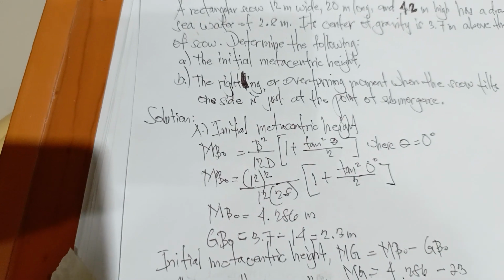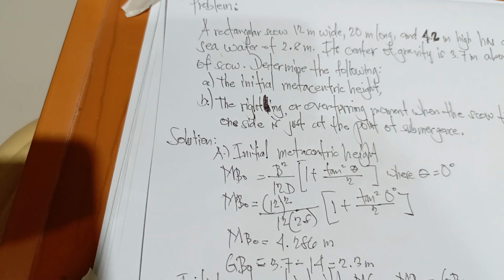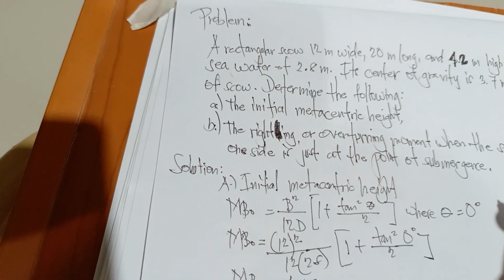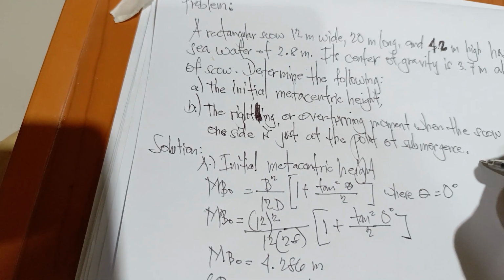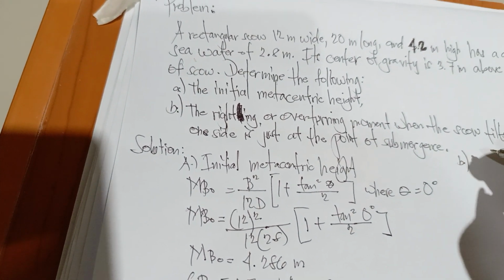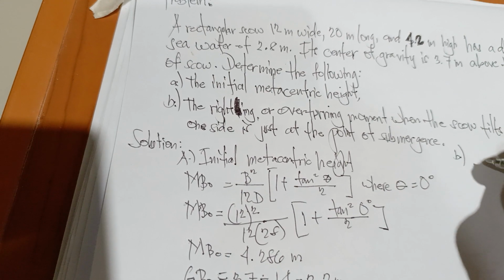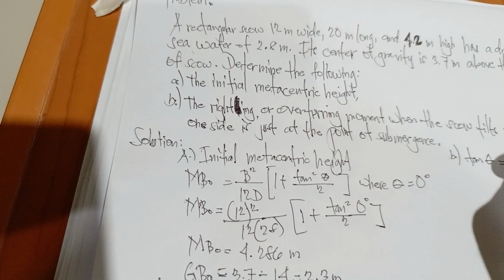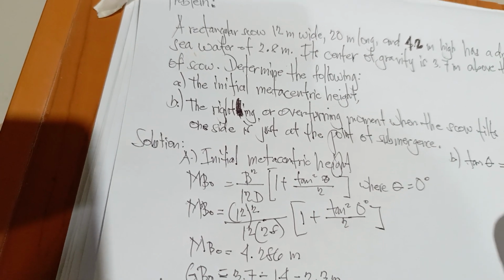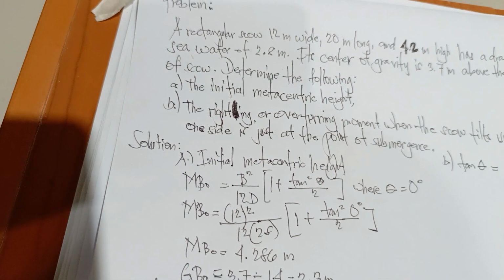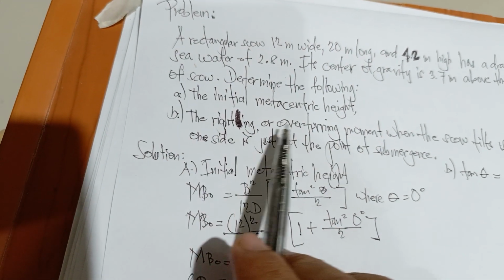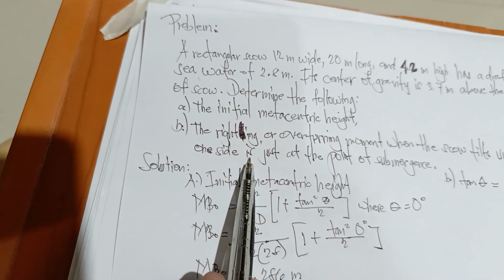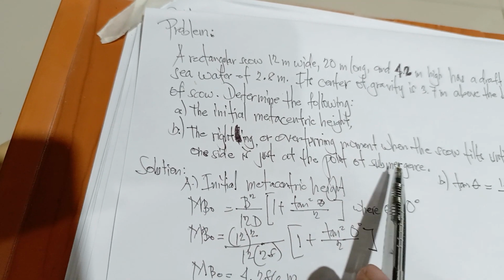Next, B. For B, tangent theta is equals 1.4 divided by 6. The righting or overturning moment when the scow tilts until one side is just at the point of submergence.